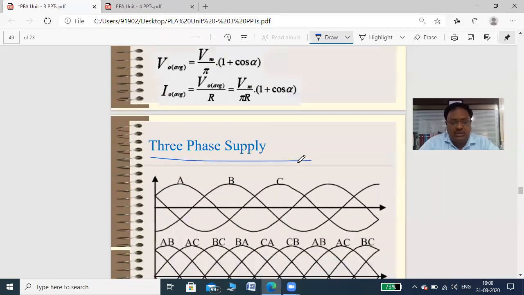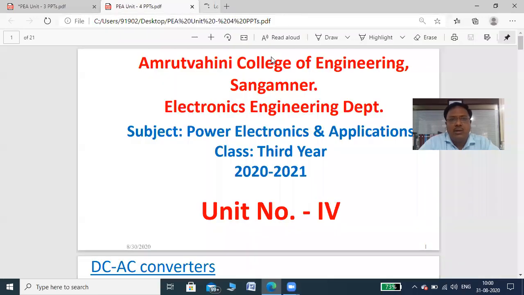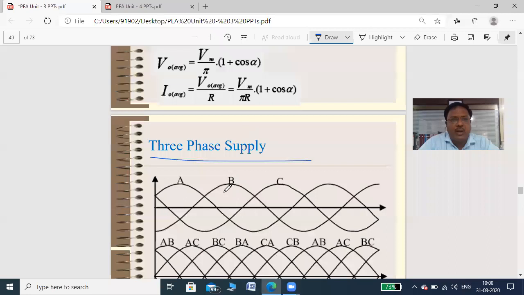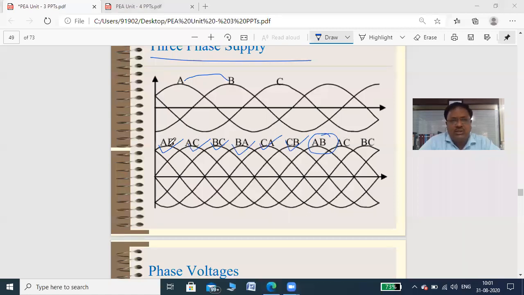After that, we have seen the three phase supply. In a three phase supply, there are three phases: phase A, phase B, and phase C. If you measure with respect to the neutral, it will be 220 volt. If you measure the voltage between two phases, it is called a line voltage, and the value of line voltage is 440 volt. The line voltages are VAB, VAC, VBC, VBA, VCA, VCB, and again VAB. So total six line voltages: one, two, three, four, five, and six.